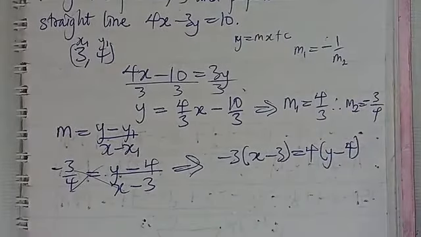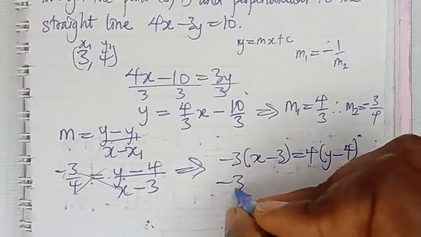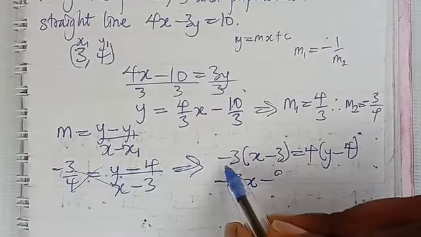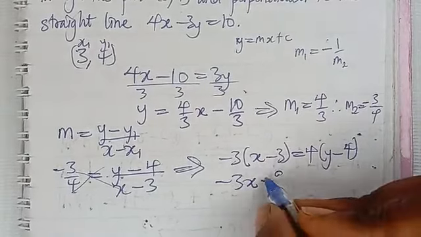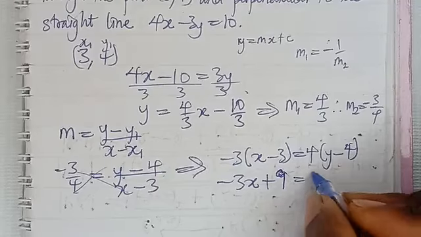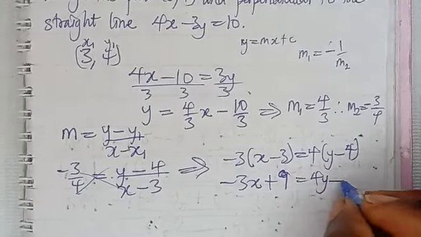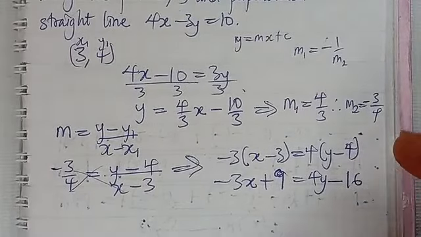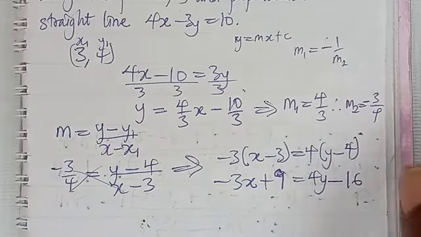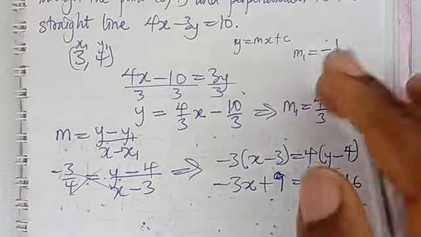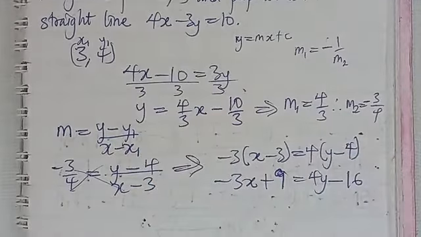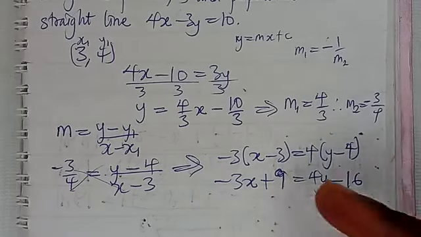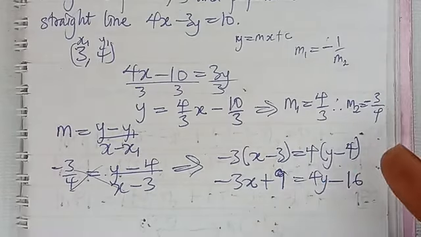We open up the brackets. We have negative 3x minus, no, it's not going to be minus anymore. So negative 3 times negative 3 is plus 9, equal to 4y minus 16. 4 times 4, 16. So before we arrange this, let's look at the equation given to us. We can see it starts with a positive x. So let's send x to this other side. So that means we send everything to this side.